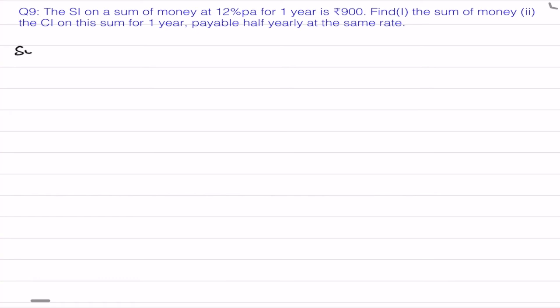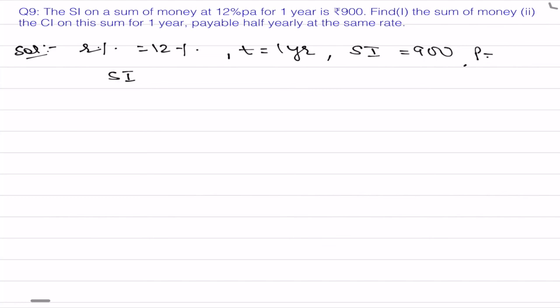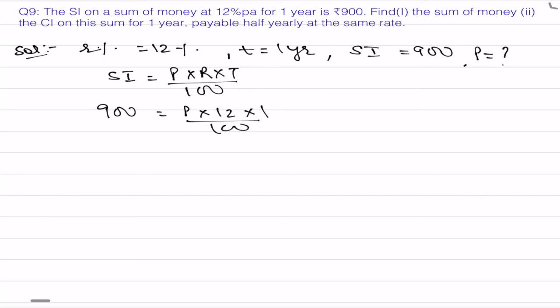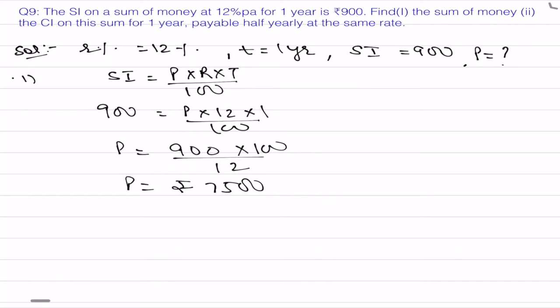Okay, so in this question, we can see what is given. Rate percent is 12%, time period is 1 year, and 900 is the simple interest. So here 900 is the simple interest, and the sum of money, meaning principal, is missing. So we will use the formula of simple interest, P into R into T upon 100. Substitute the values and solve, and we can see that the principal is rupees 7,500. This was the first part of the question.